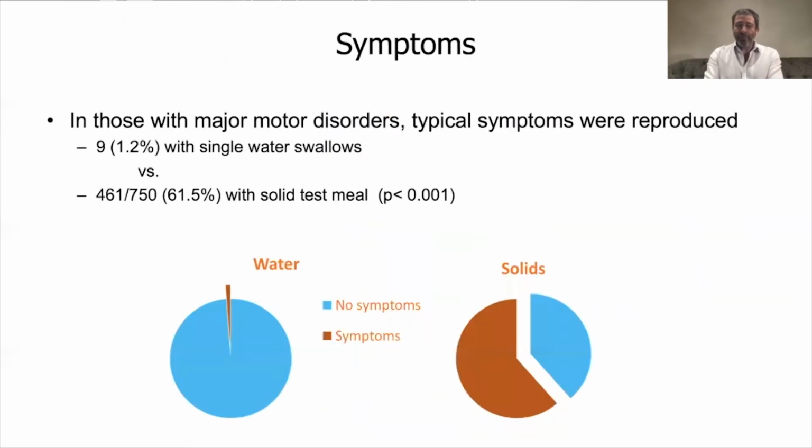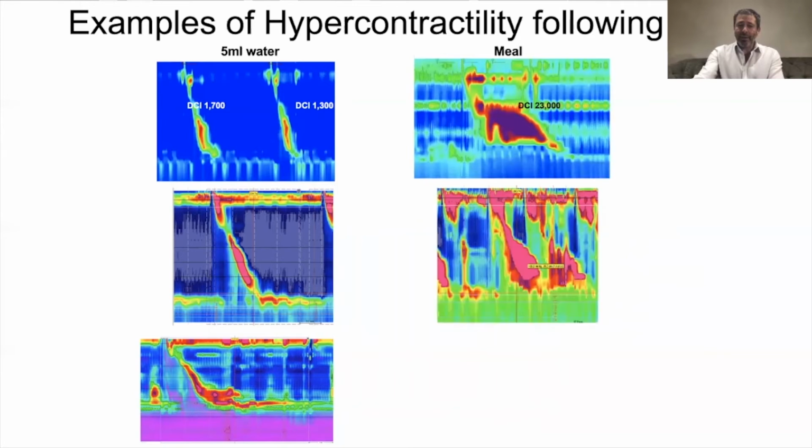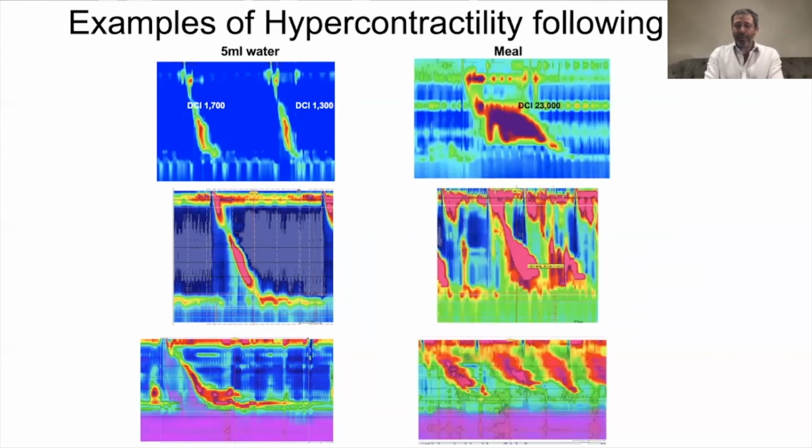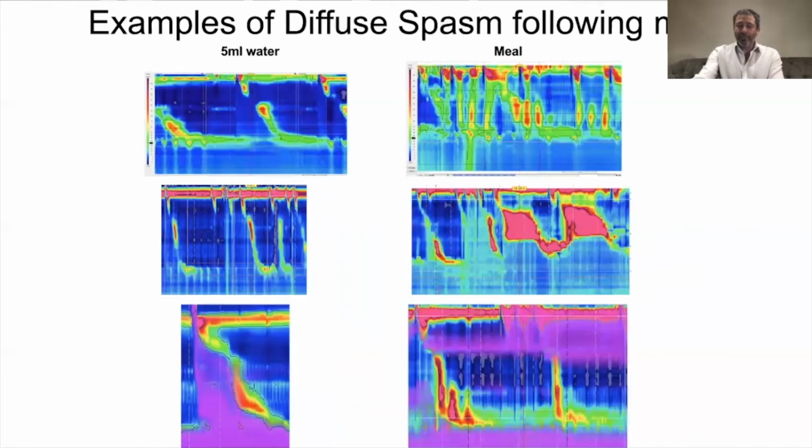Also crucially, when water swallows were given, only 1% of patients had symptoms, while when solids were provided, 2/3 of patients had symptoms reproduced. It's important also that we use provocative testing to unearth and identify pathology which otherwise would not have been seen with single water swallows. And we can see this again and again, whereby hypercontraction can be produced with solids but not with water. Similarly, spasm events can be reproduced with solids and not with water.